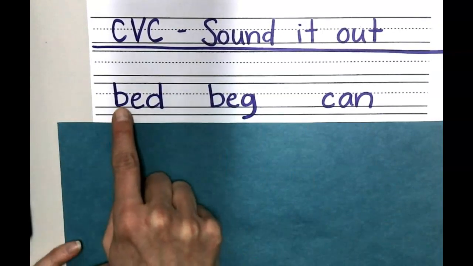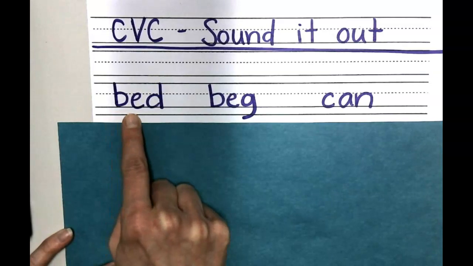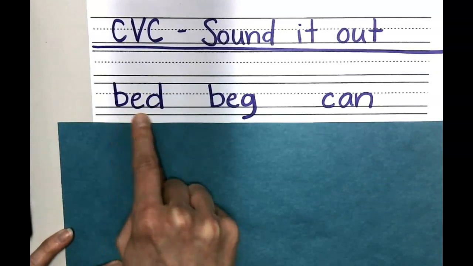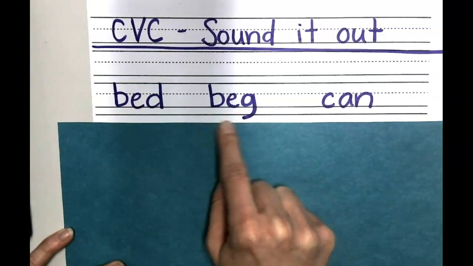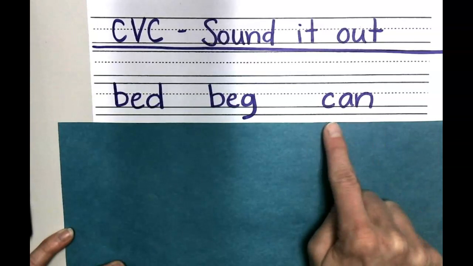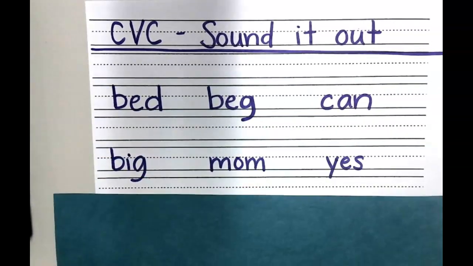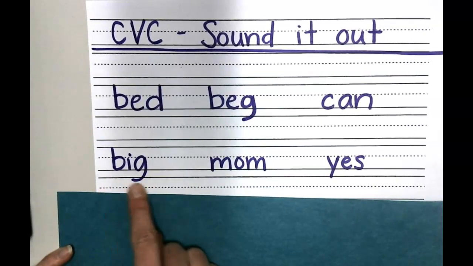Ready? Say these sounds out loud with me, and then blend the word together. Begin. B, a, d, bed. Good. Say it with me. B, e, g, beg. K, a, n, can. Great job. Keep saying them with me out loud. B, i, g, big.